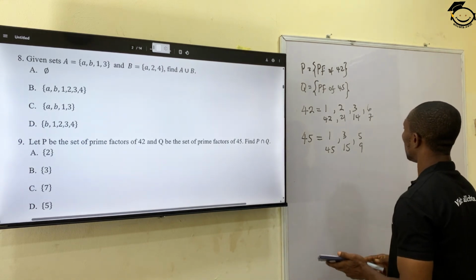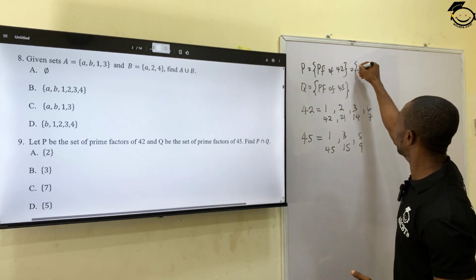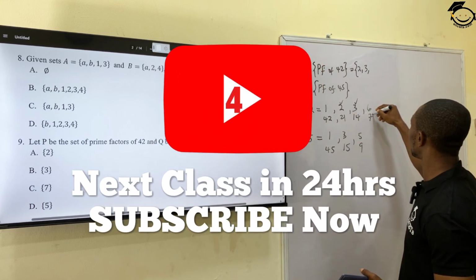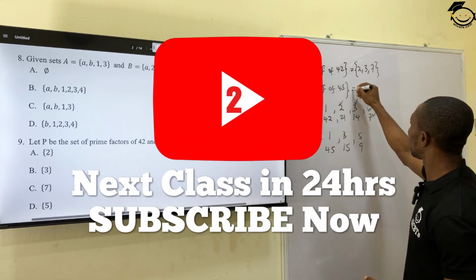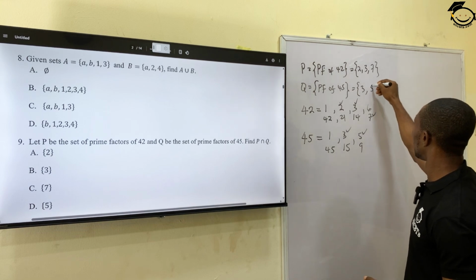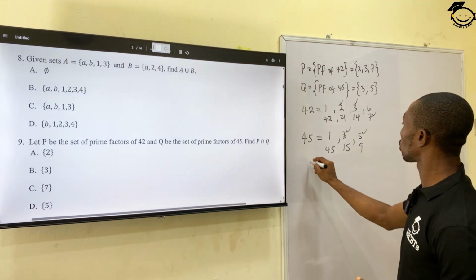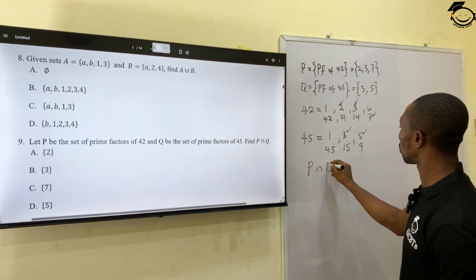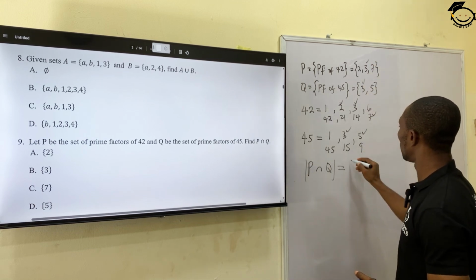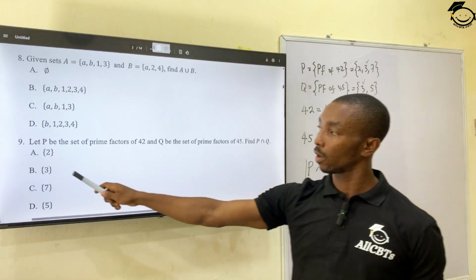All right. Now, out of all these factors, which of them are prime? For our prime factors here, we have 2, 3, and 7, while for this, the prime factors, we have 3 and 5. Okay, now the question says we should find P intersection Q. P intersection Q simply means what's common to both of them, and what's common to both of them will be your 3. So our answer will be 3, option B.